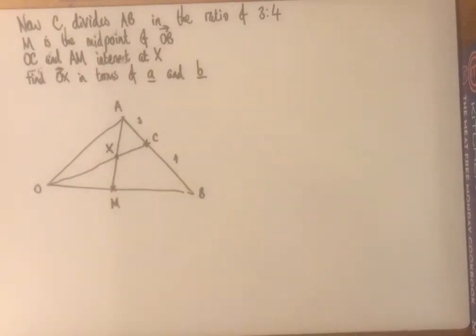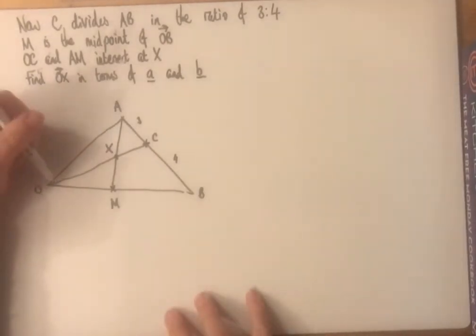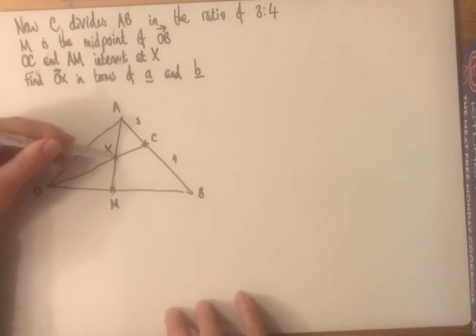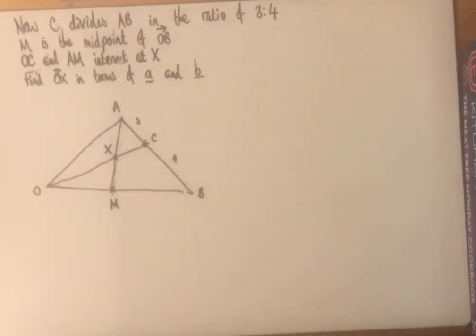Now the trick with these is to find 2 different ways of getting from the origin to X. So I need to really use this line here to get from the origin to X, and I also need to incorporate using this one here. So we've got 2 different ways of getting from the origin to X, and then you can equate them together to find unknowns. You'll see what I mean when I go through it.